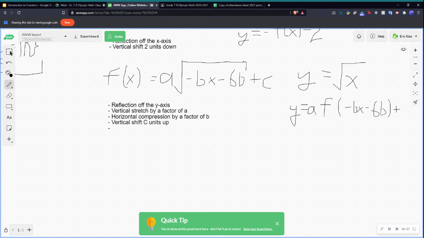Remember when I told you that you have to factor out the coefficient in front of the x? Well, you have to do that right here. So let's do that. You factor out a negative b. Even if it doesn't factor completely, you still have to factor out everything that's in front of the x. But in this case, it factors perfectly. So you have negative b times x plus 6. 6 times negative b would give you negative 6b. So that's how you factor it.